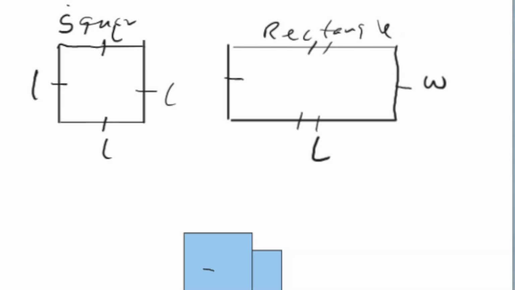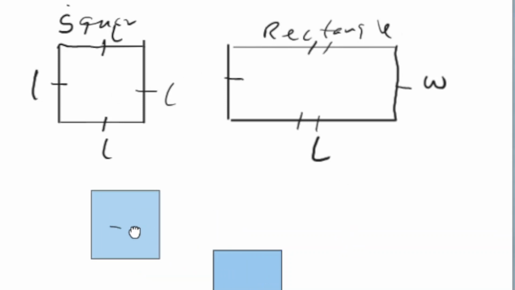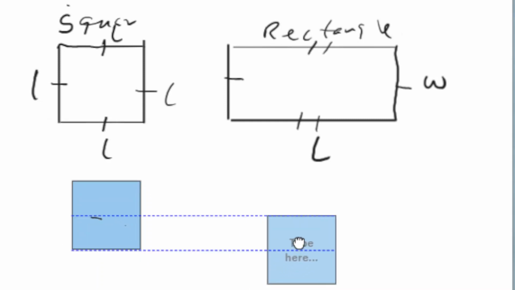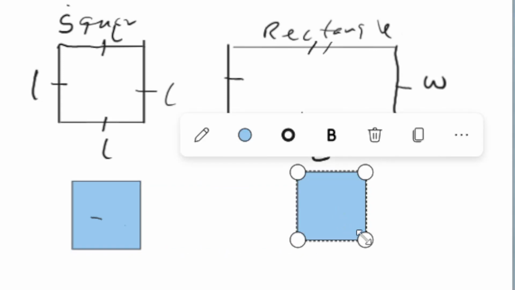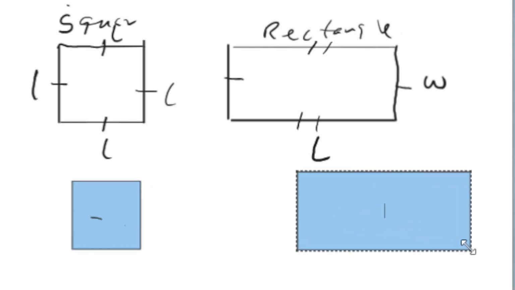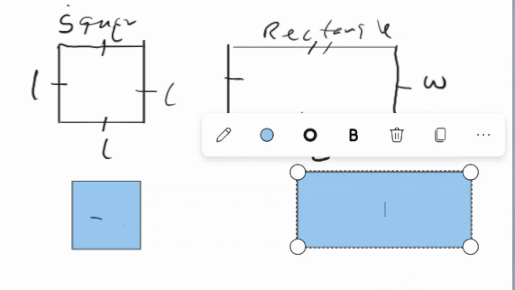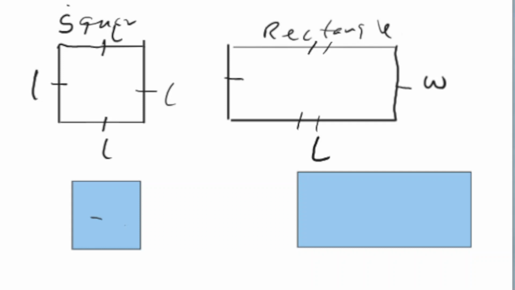So this is a square. And then let's see if I can make this a rectangle. And this is a rectangle. Okay. So this is a square and this is a rectangle.